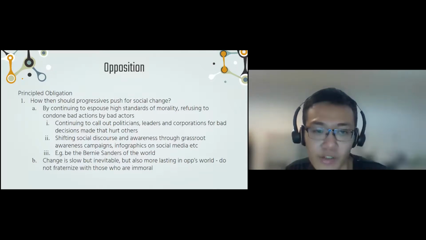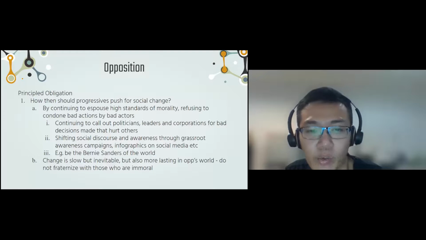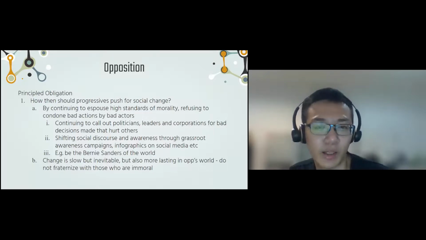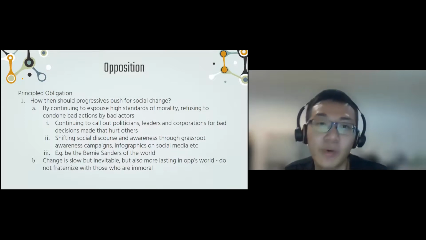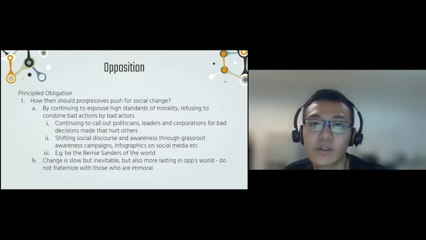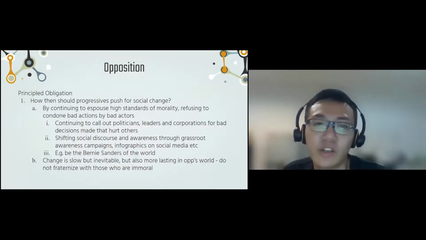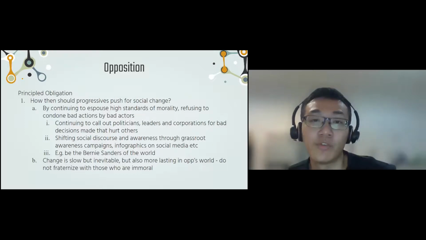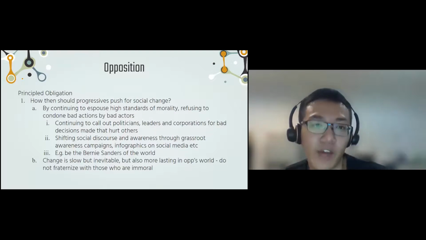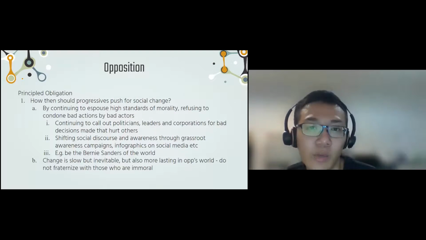It also looks like shifting social discourse and awareness through grassroots awareness campaigns, infographics, and social media, etc. Be the Bernie Sanders of the world, basically. Bernie Sanders, a very progressive politician and democratic socialist, supports a lot of policies that I would say are good for society, but there just is not sufficient political will within the US democratic system to get those things implemented. So the fact that his voice exists is in itself a value, by shifting the Overton window of social discourse.